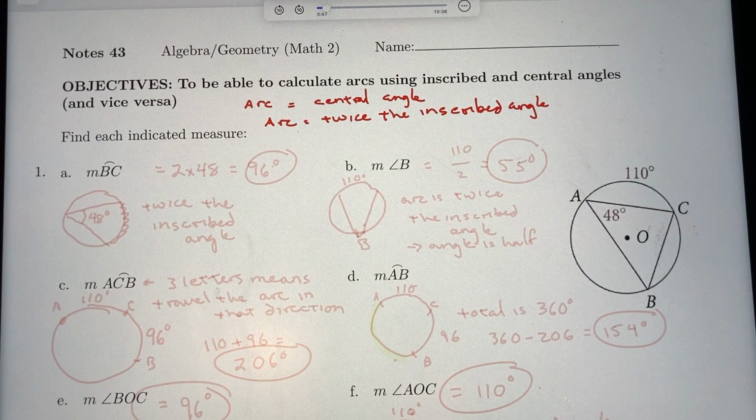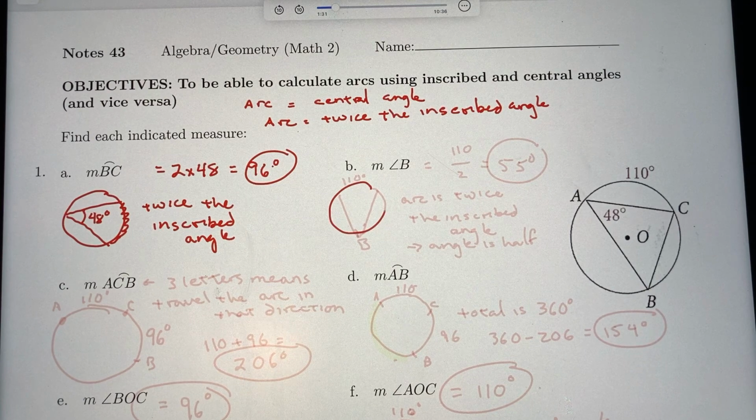Okay, so let's look at my measure of arc BC. I'm going to draw a little picture here. The important details from the original picture are that arc BC, which is this outside, is twice the inscribed angle. So it's 2 times 48, otherwise known as 96 degrees. Can you circle your answers for all of these problems? Because it's really kind of tricky to find the answers if you have a forest of pictures.